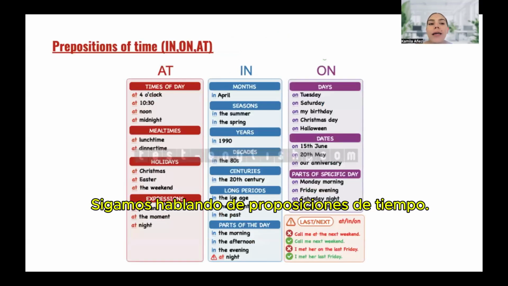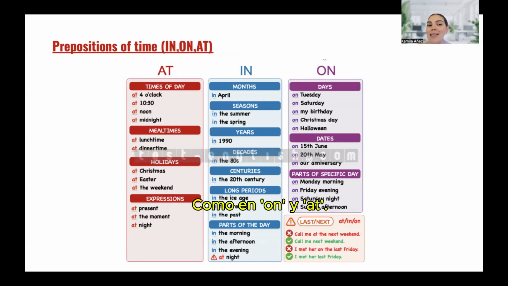Let's keep talking about prepositions of time: in, on, and at. Let's talk about in first. What do we use in for? We use in for months, seasons, years, decades, centuries, long periods, and parts of the day. For months, we have an example: in April. Seasons: in the summer, in the spring.